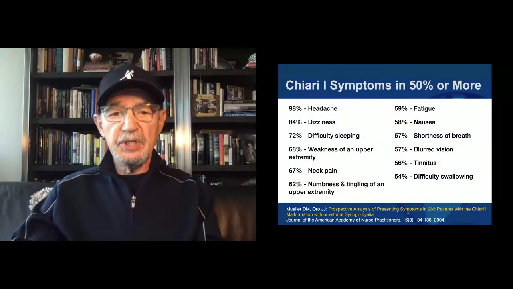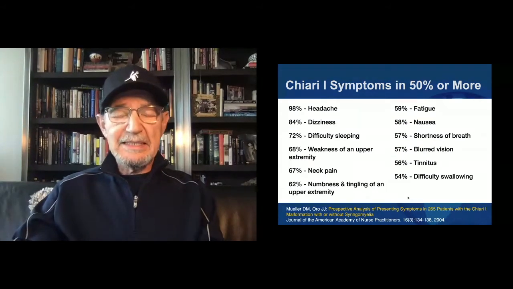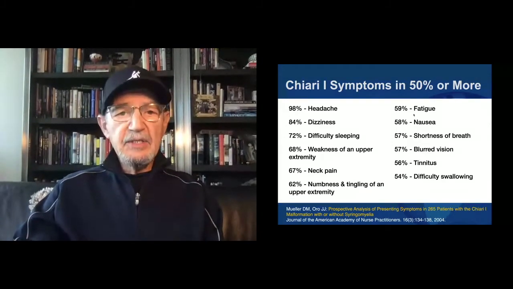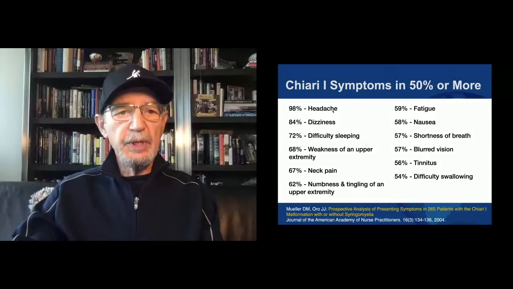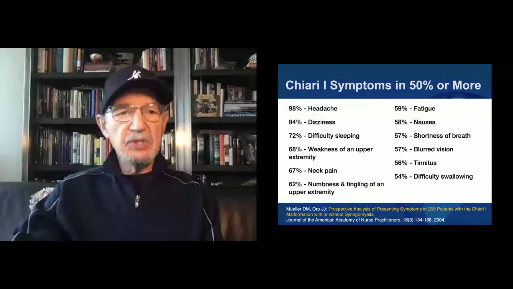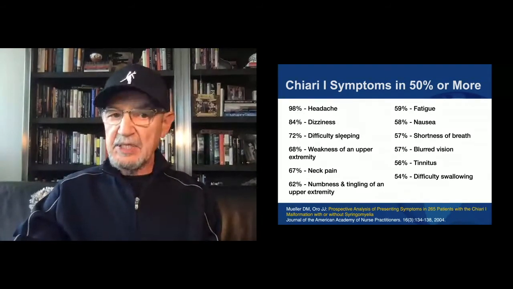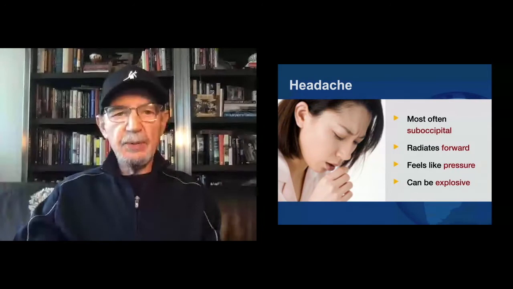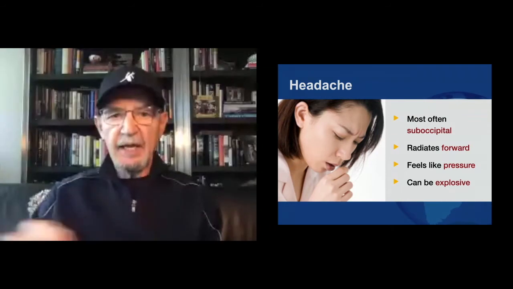There are numbers. Here's our numbers in 265 patients published in 2004. And we wanted to see what were the symptoms that at least 50% of this group had. So there are some numbers, but there are other studies that are going to have a somewhat different group. And I won't read them all, but you can see certainly headache, dizziness are very common or were very common in our study. Difficulty sleeping was common, but that doesn't mean it's necessarily related to Chiari because a lot of people had difficulty sleeping. So I'm going to go down through some of the more common symptoms so we can understand that, and I'll be brief.